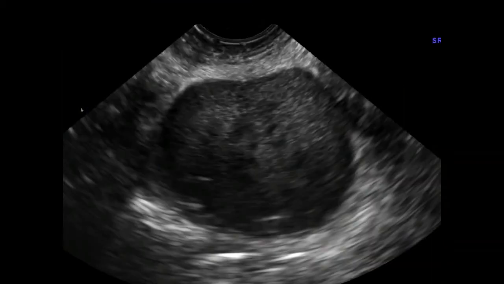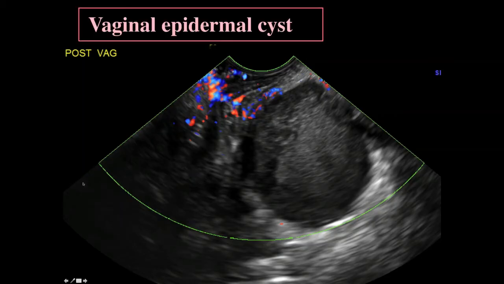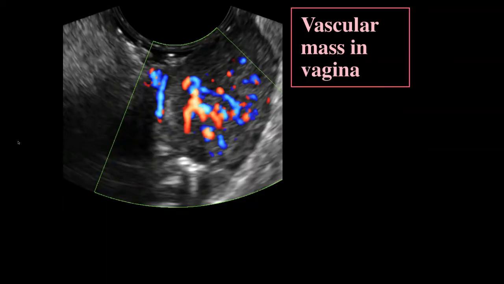Now here's another mass, and that's in the region of the posterior vagina. Again, we're on the perineum here. Turned on the color, there's no color inside it at all. So this is completely devoid of color. It looks solid though, or maybe just has debris in it. It's a vaginal epidermal cyst. And you can see it's pretty close to the introitus here. And this was tender, and that's why she came in.